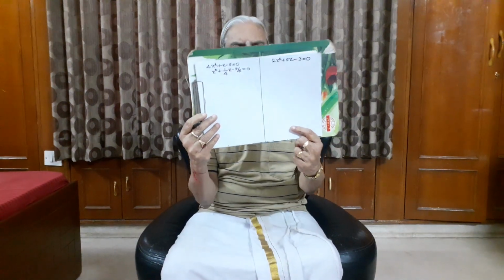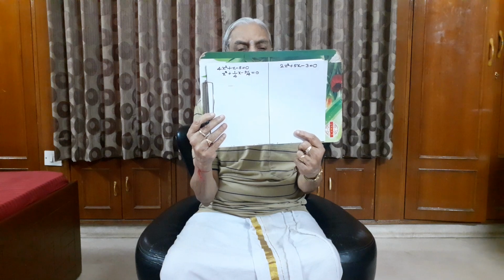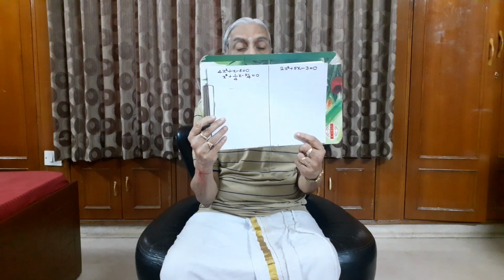Minus 5 by 4 equals 0. That is, I have divided the entire equation by 4 so that the coefficient of x squared should become equal to 1.